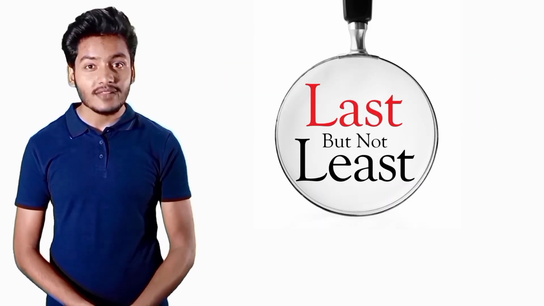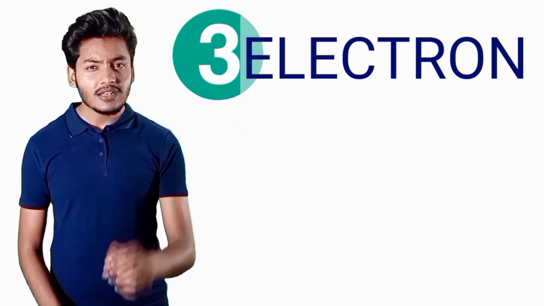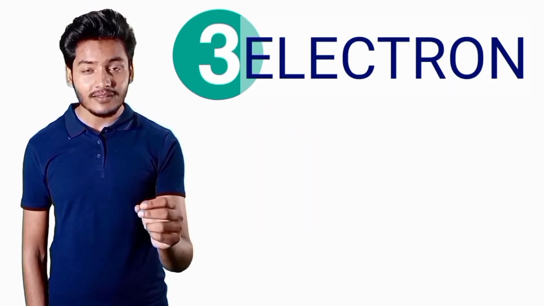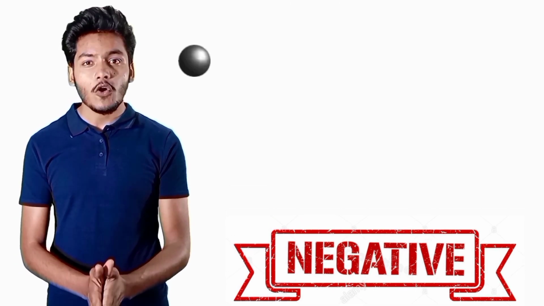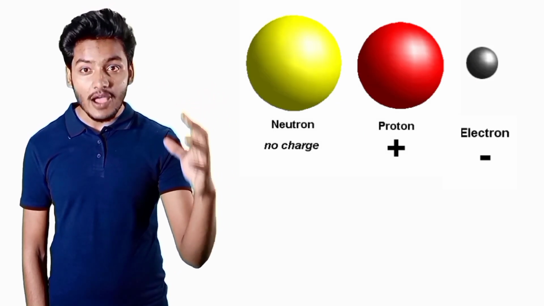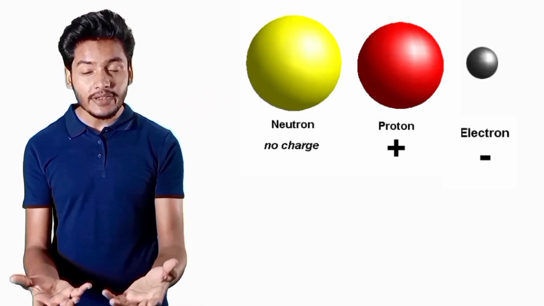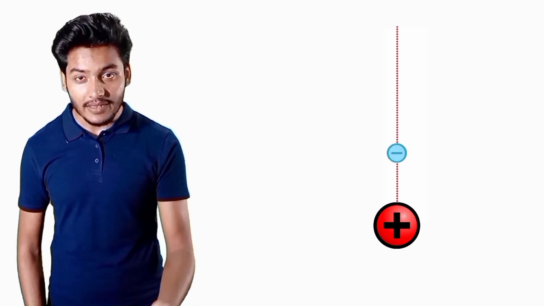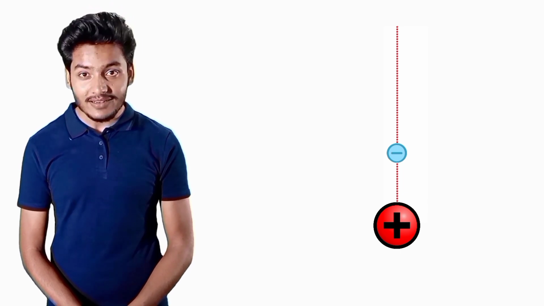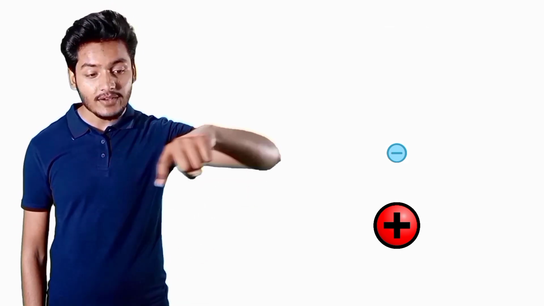Last but not least, and that is electron. The lightest subatomic particle that carries negative charge on it is called electron. Electrons are extremely small compared to all other parts of the atom. Under normal condition, the negative electron is attracted to the positive proton by electromagnetic force, and that attraction keeps electron in the area surrounding the nucleus, and definitely that area is called shell.